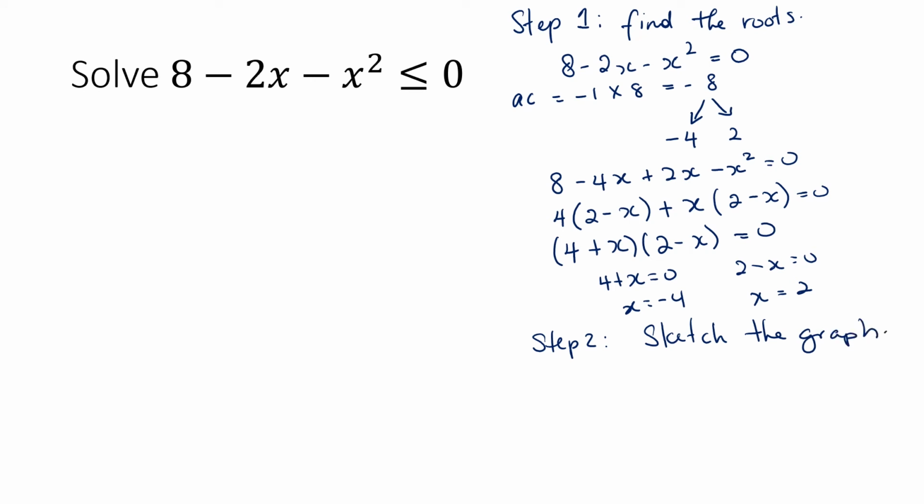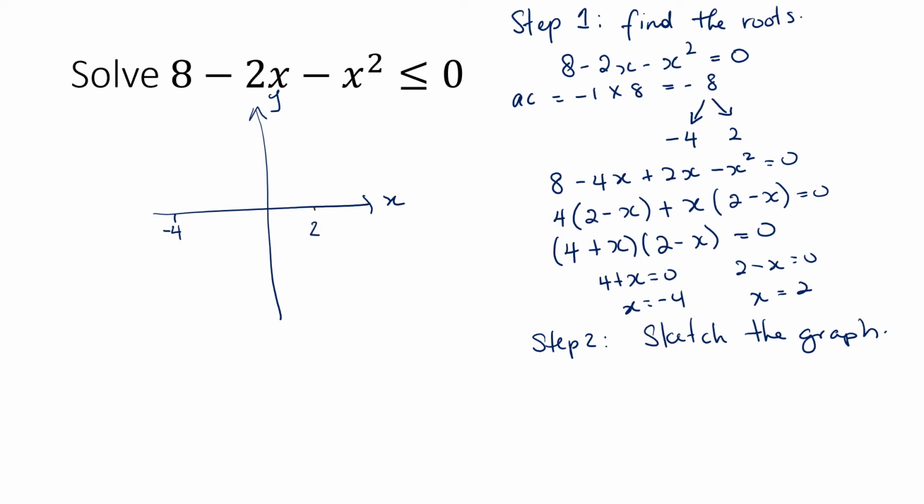So I'm going to sketch the graph right under the equation. So I have my axes here. They're not the straightest, but they'll have to do. So we have y, and this is x. So we sketch our graph, and remember we have -4 is one of the roots, and 2 is another root.